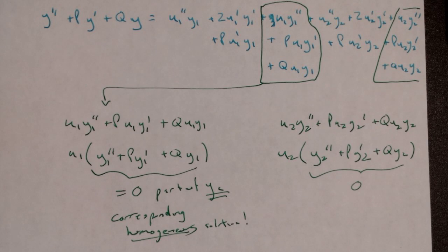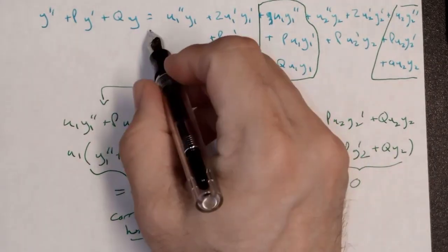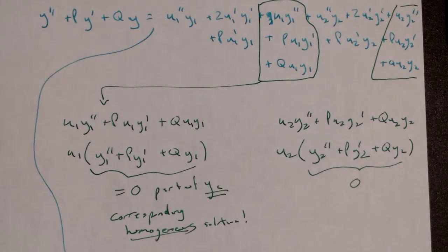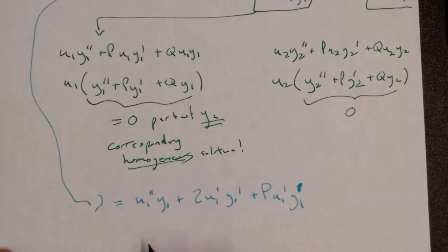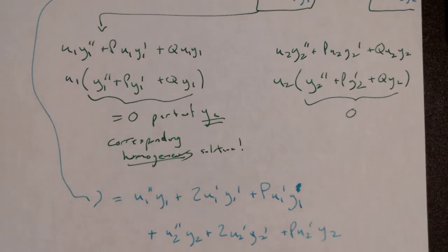So let's look at what's left. What's left? Equals u1 double prime y1 plus 2u1 prime y1 prime plus P u1 prime y1. And then the same stuff in y2 right here. Plus u2 double prime y2, 2u2 prime y2 prime plus P u2 prime y2.